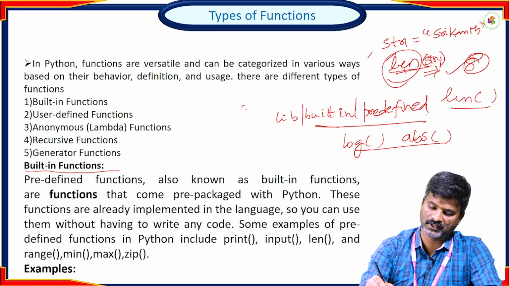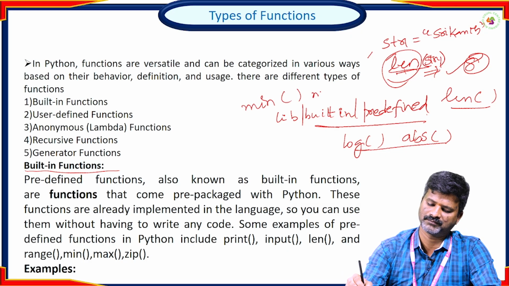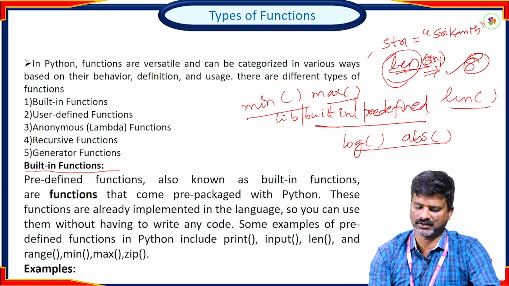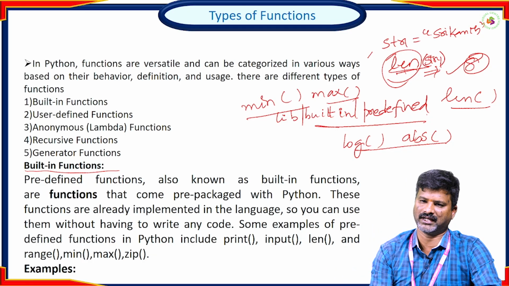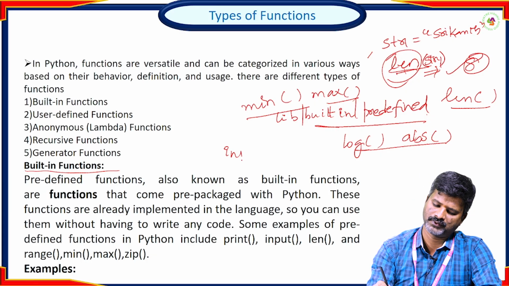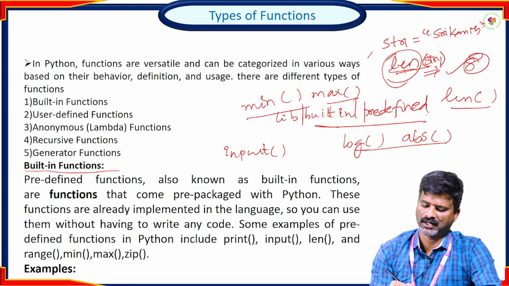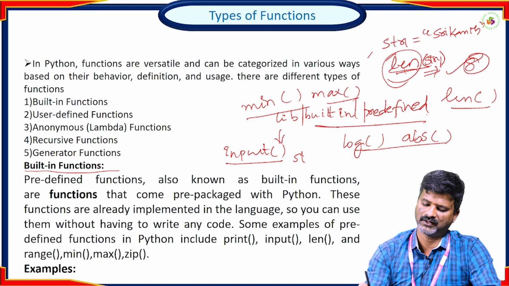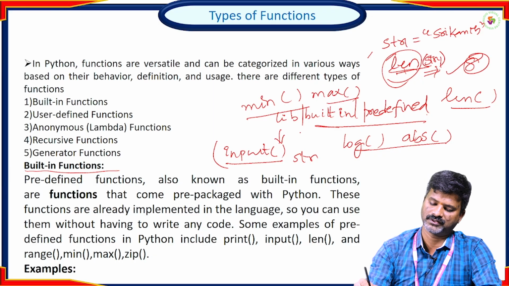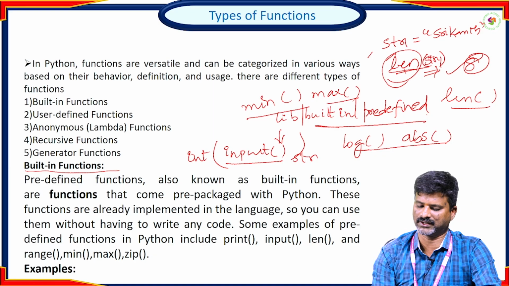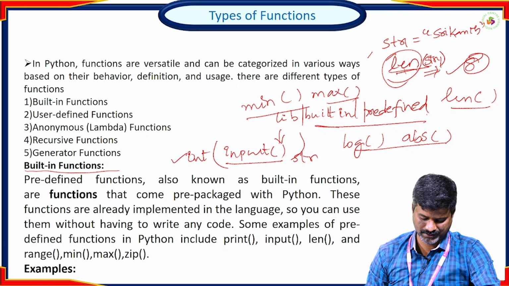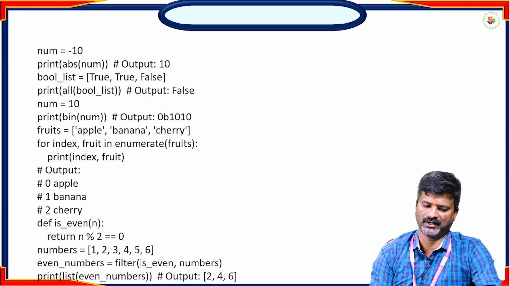And similarly, suppose you want to find a minimum or maximum, you have built-in functions available. So we are using those built-in functions. Those are called predefined functions. Maybe input. Whenever you want to take an input from the user, we are using input as a function. Suppose the input value is an integer. By default, it will be taken as a string type. I want to convert it into integer type. Then again, I am using one more built-in function, int. So all these are predefined. That's why these are called built-in functions or library functions generally.